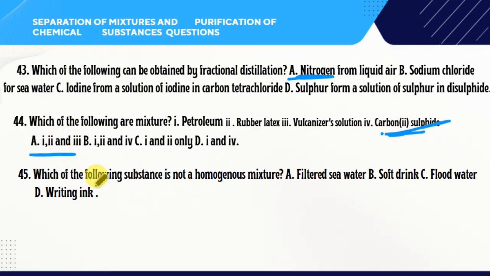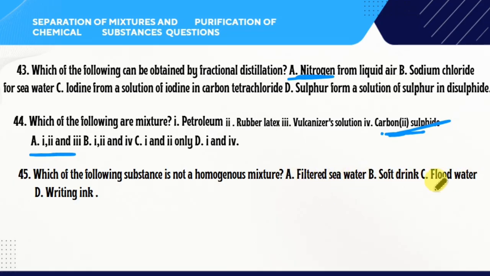Which of the following is not a homogeneous mixture? When we are dividing mixtures based on phase, we say we have homogeneous and heterogeneous. The question is asking which is not homogeneous, that is, the components are not in the same phase. Filtered seawater, we have removed all the debris from the seawater, so definitely it will be homogeneous. Your soft drink is homogeneous.